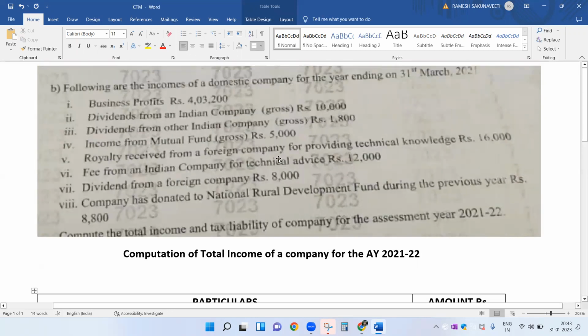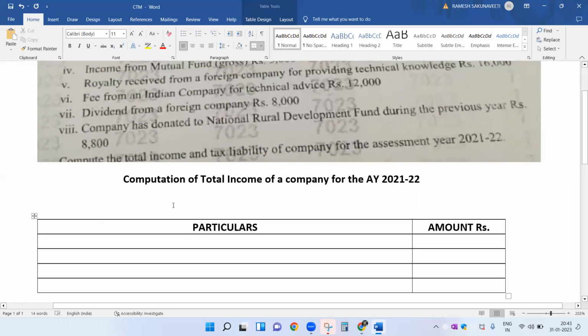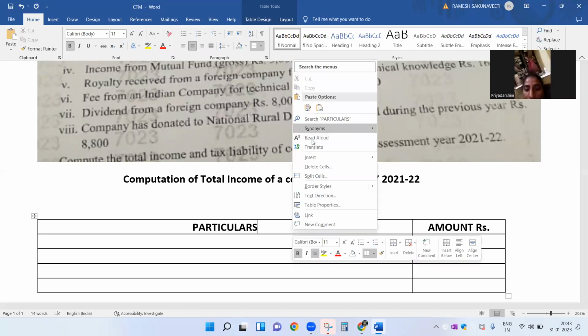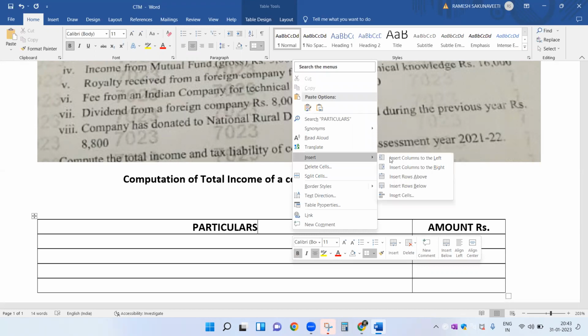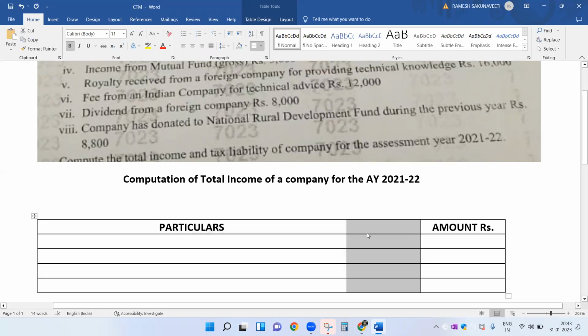First one you see business profits. You start with business profit. Okay, business profit, and again I am writing here. Another column is also required. Insert column to the right. Simply I am writing here this.